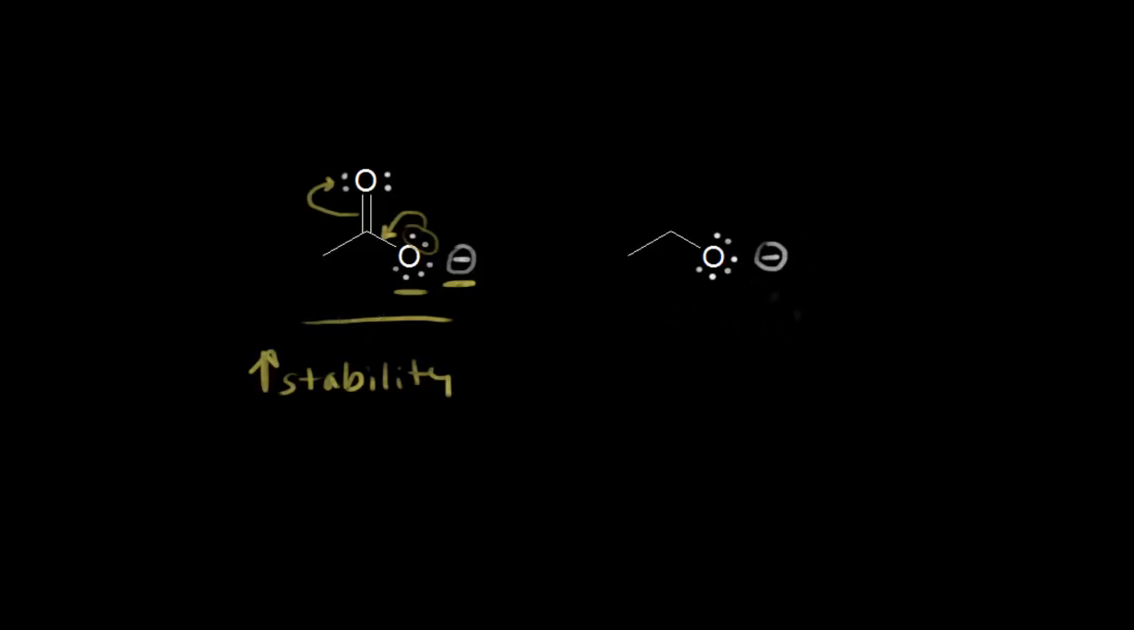If we compare that to the ethoxide anion, so over here, right? If we try to do the same thing, if we try to take a lone pair of electrons on this oxygen and move it into here, we can't do that because this carbon right here already has 4 bonds, right? So it's already bonded to 2 hydrogens, and then we have this bond and this bond. And so moving those electrons in, trying to delocalize those electrons would give us 5 bonds to carbon. So we can't do that.